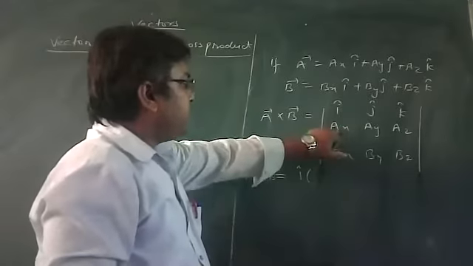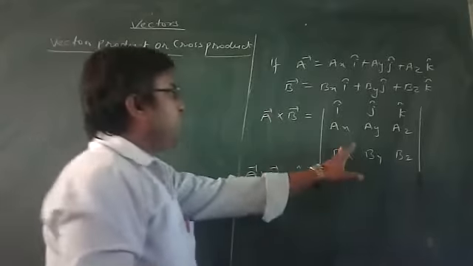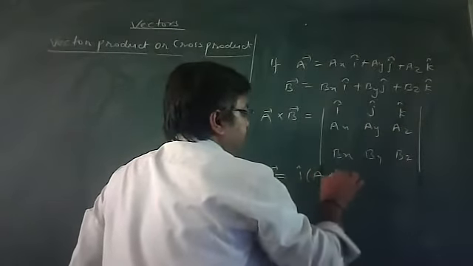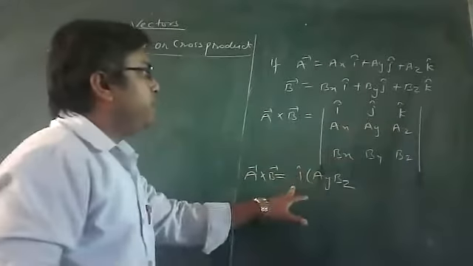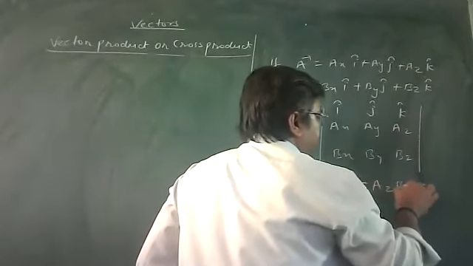Then Ax cross Bx, you will get 0 because i cross i resultant is 0. Then j cross k. I will write Ay Bz. J cross k, you will get i cap. Then you attach a minus sign and reverse it, you will get Az By.